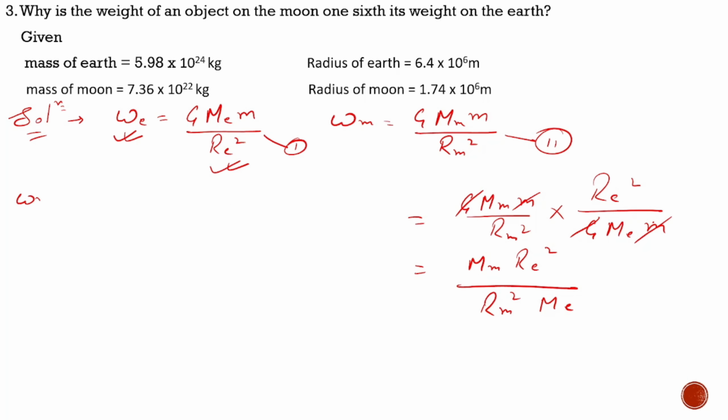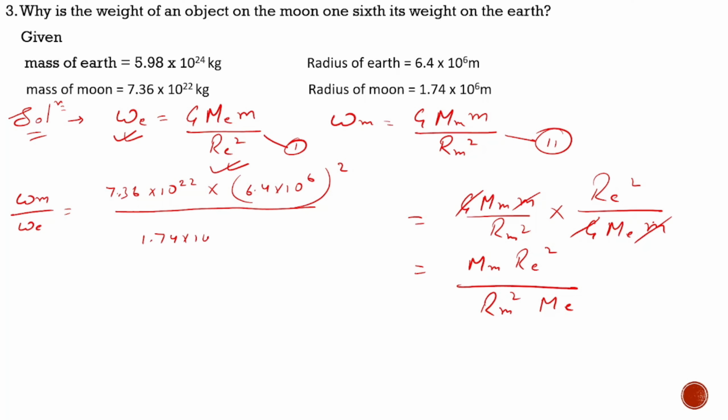Okay, so let us solve it this side. Weight of moon divided by weight of earth will be equal to mass of moon, that is 7.36 into 10 to the power 22, multiplied by radius of earth whole square, 6.4 into 10 to the power 6 whole square, divided by radius of moon whole square, 1.74 into 10 to the power 6 whole square, multiplied by mass of earth, that is 5.98. Take it as 6 into 10 to the power 24.